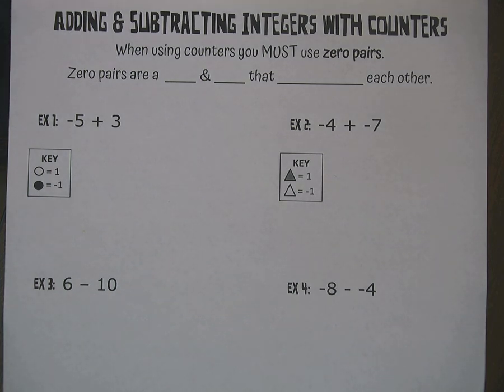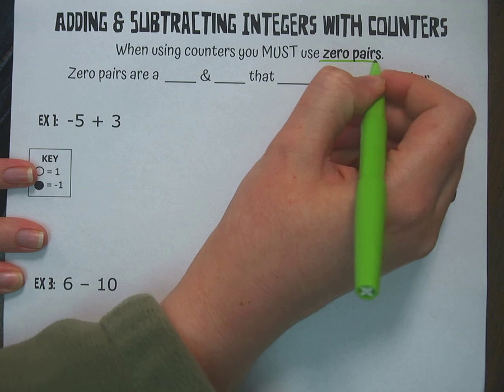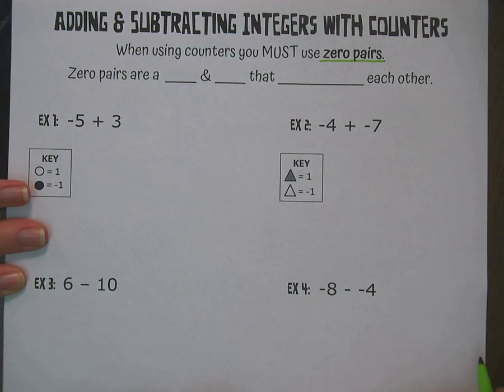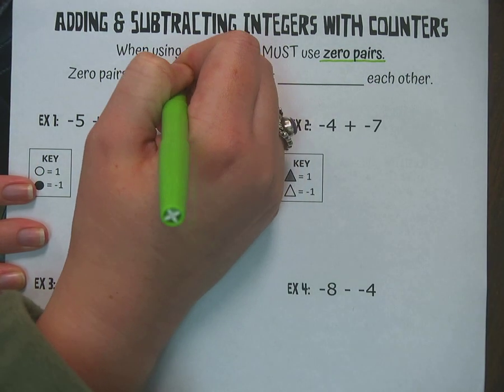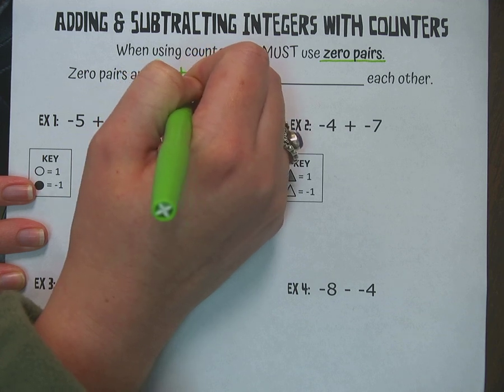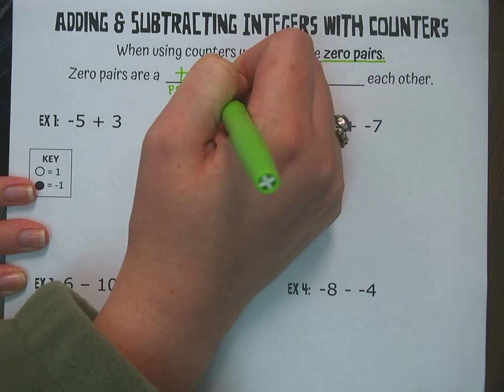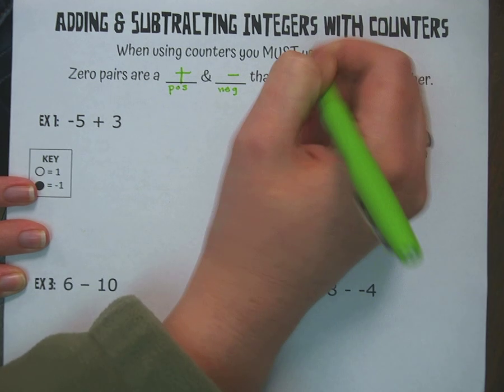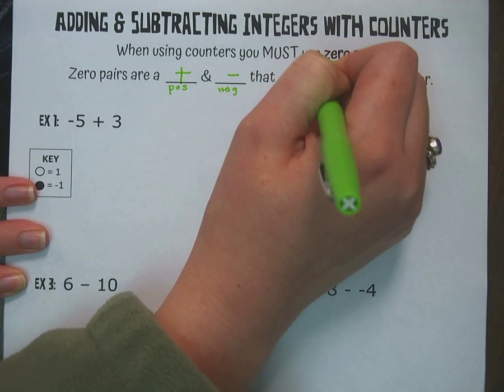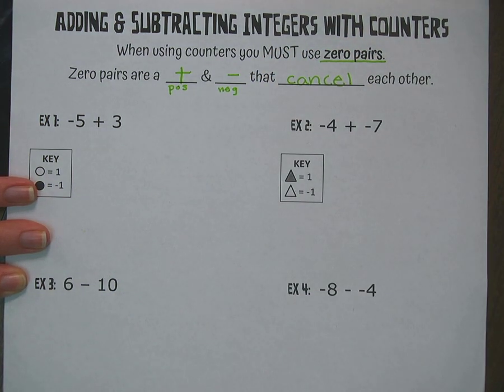All right, we are going to look at adding and subtracting integers with counters. So we have been practicing integers, but today we are going to specifically look at counters. When using counters, we must use zero pairs, okay? A zero pair is a positive and a negative that cancel each other out. So we need one positive, one negative, and then they are going to cancel each other.